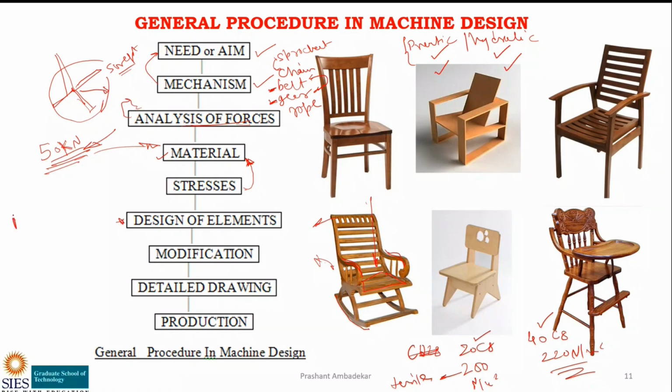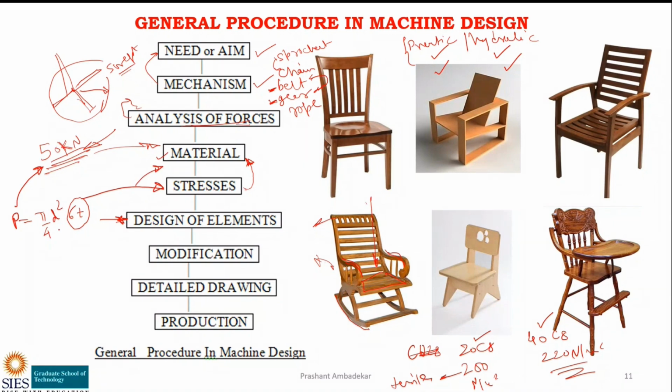Now again see here, P is equal to pi by 4 d square into sigma t. I'm talking about design of element. P has come from here. Sigma t is what? Sigma t is the stress. Stress has come from here. How is the stress decided? For different materials, the values of stresses are known to us.